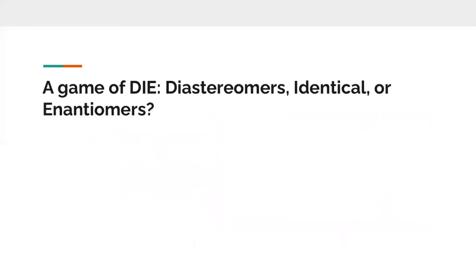Lastly, before we end, I'm going to give you a couple of practice problems. These practice problems are called the game of diastereomers, identical or enantiomers. I will give you 3 problems. For problem 1, essentially I'm going to give you 3 pairs of molecules and ask you to determine whether they are diastereomers, identical, or enantiomers. We'll go over the answers in the next video.